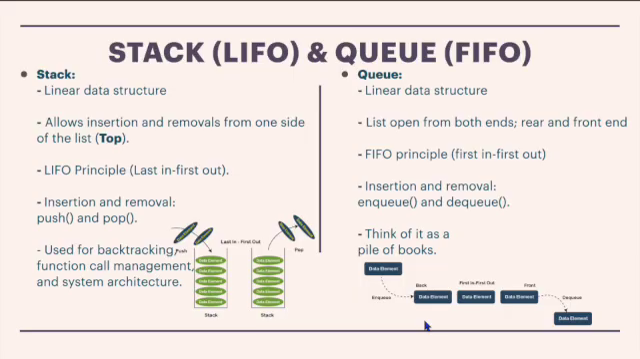Talk about the stack and queue. So the stack is a linear data structure that follows the LIFO principle, which stands for last in, first out. This means that it allows insertions from just one side of the list, which is called the top. So think of it as a pile of books where the last book that you added on top is the first one that you're gonna remove to reach whichever that you want.